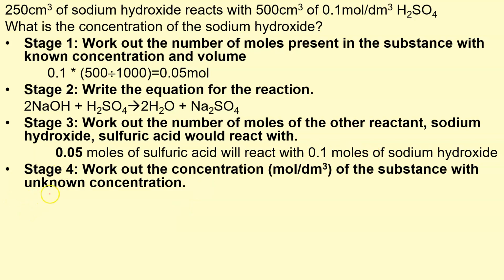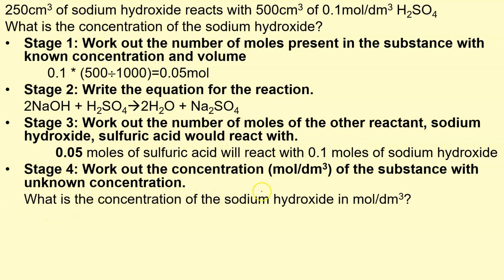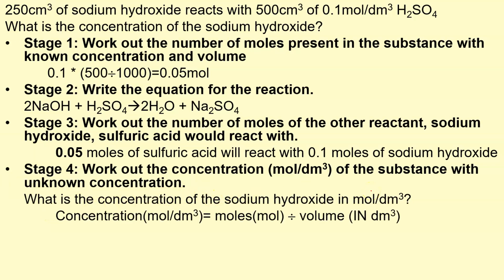Next stage, work out the concentration of the substance with unknown concentration. What's the concentration of sodium hydroxide in moles per decimeter cubed? Concentration is equal to moles divided by volume in decimeters cubed. So concentration, moles divided by volume, giving us 0.4 moles per decimeter cubed.